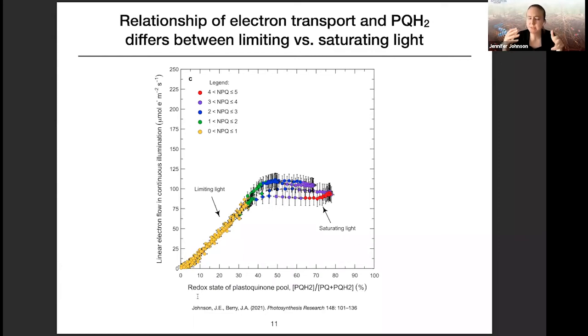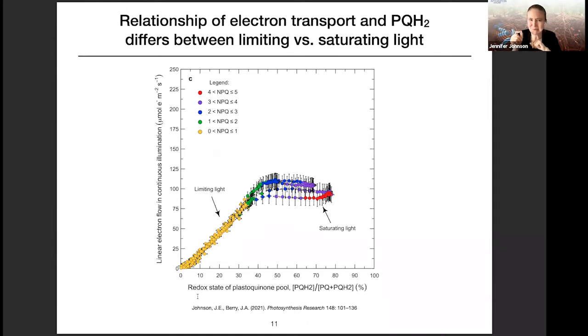Because these measurements are based on the variable fluorescence, which is coming from the antenna of photosystem 2, they're almost always interpreted in terms of the speed of electron transport through photosystem 2 and into the plastoquinone pool, which is the first downstream acceptor past photosystem 2. This is very logical.